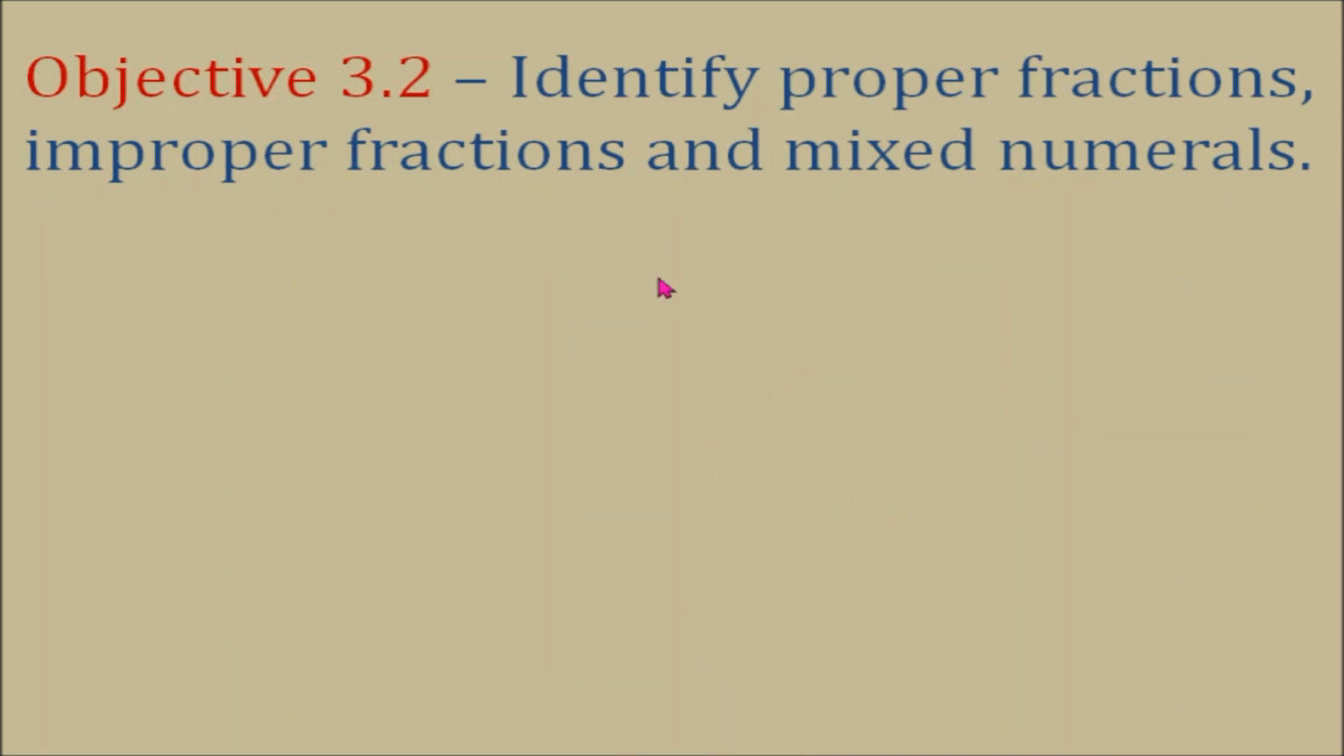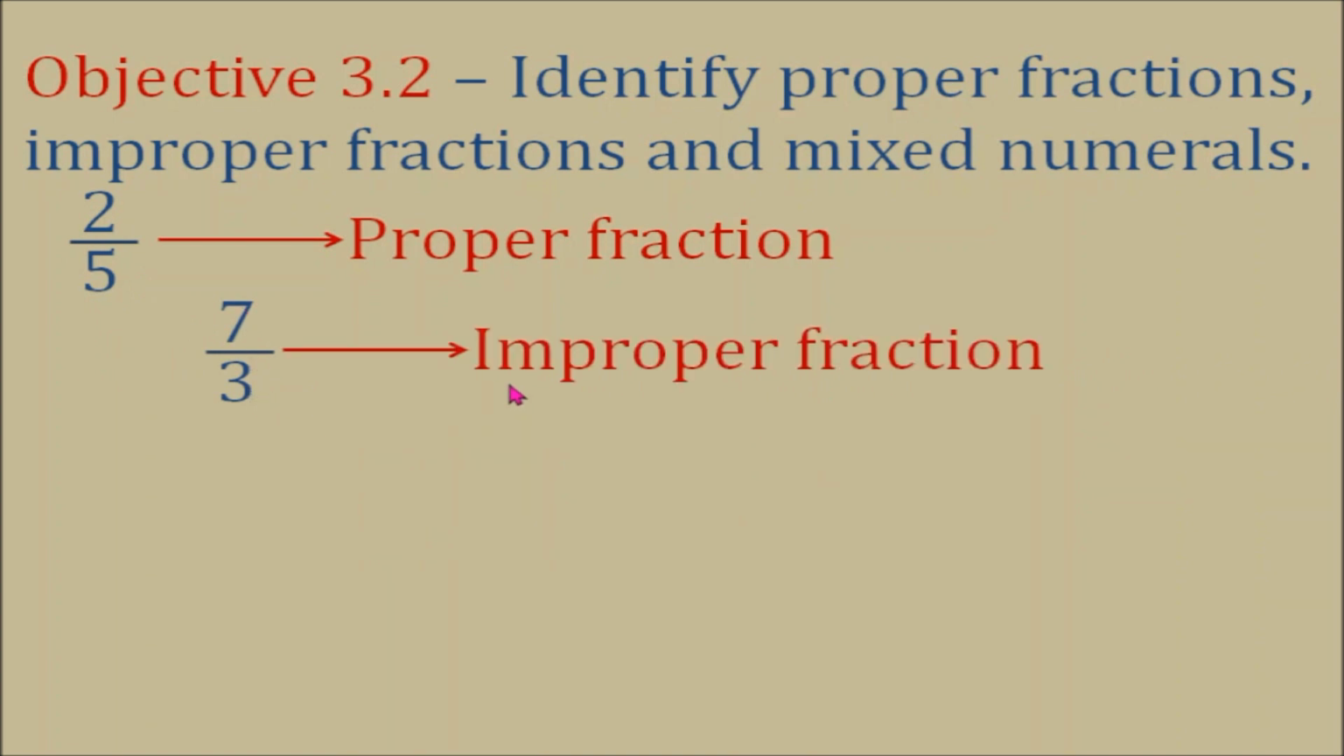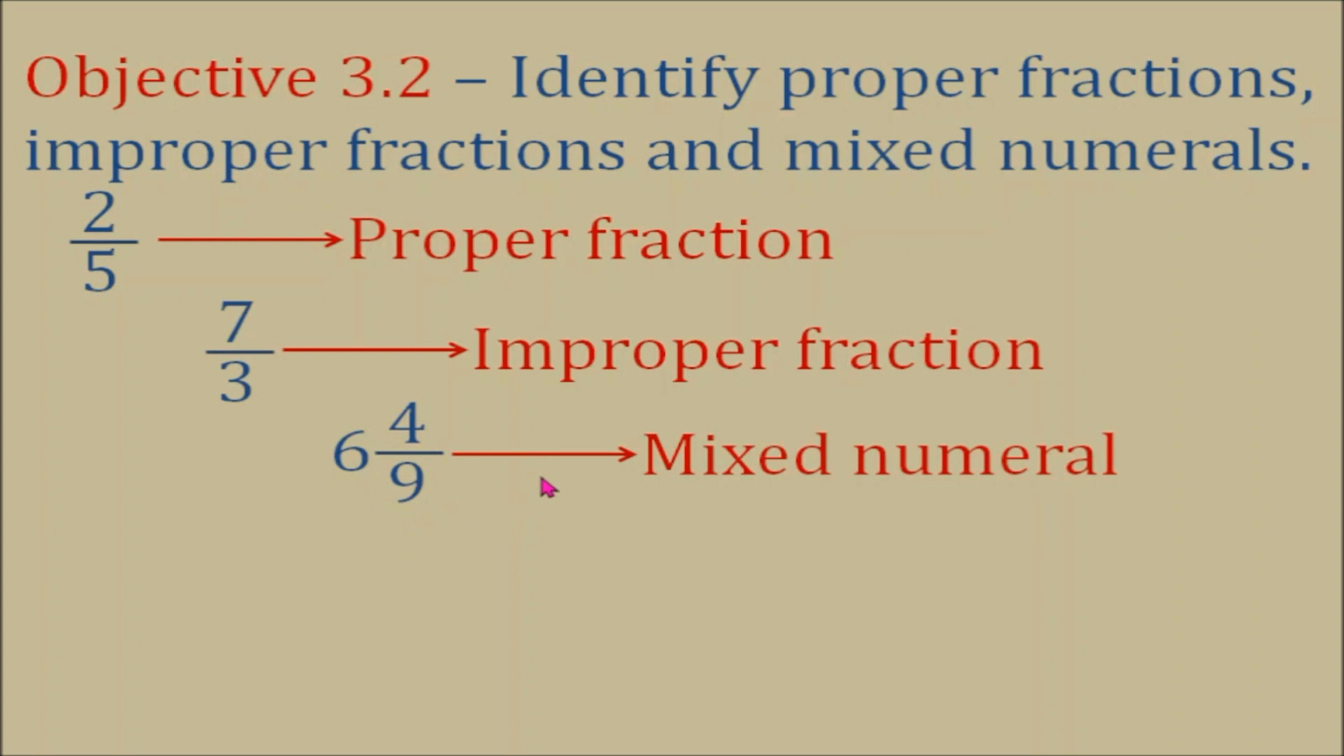Objective number 2, identify proper fractions, improper fractions, and mixed numerals. 2/5 is a proper fraction because the numerator is less than the denominator. 7/3 is called an improper fraction because the numerator is greater than the denominator. 6 and 4/9 is called a mixed numeral because we have a whole number and a proper fraction, 4/9.